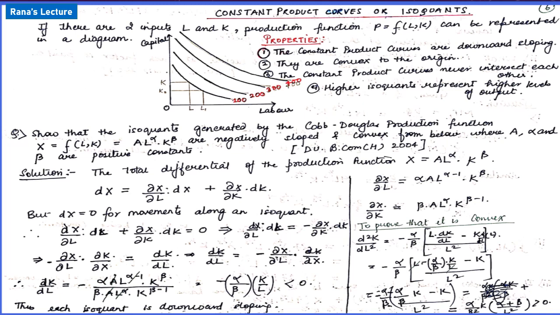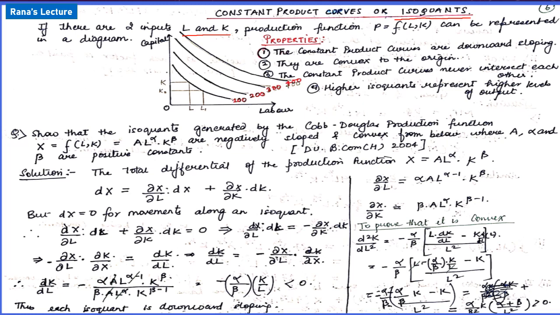Constant product curve or isoquant. What is the meaning of isoquant? Isoquant means equal quantity. We have a production function which is a function of labor and capital.